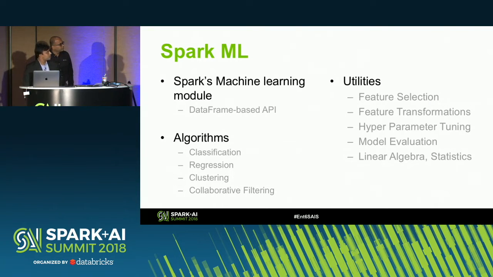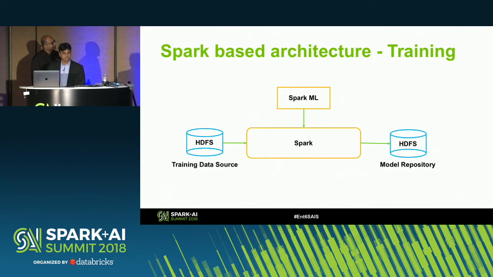Spark ML also provided us a set of utilities. For example, for feature selection and feature transformation. If you have to really make your model efficient, you could do hyperparameter tuning, and once your tuned parameters are in, you could do model evaluation, and it also provided us a set of different statistical functions as well. So with all this in mind, we had all the tool set that was needed to design a proper system which could go in production. So I'll just walk you through the training architecture.